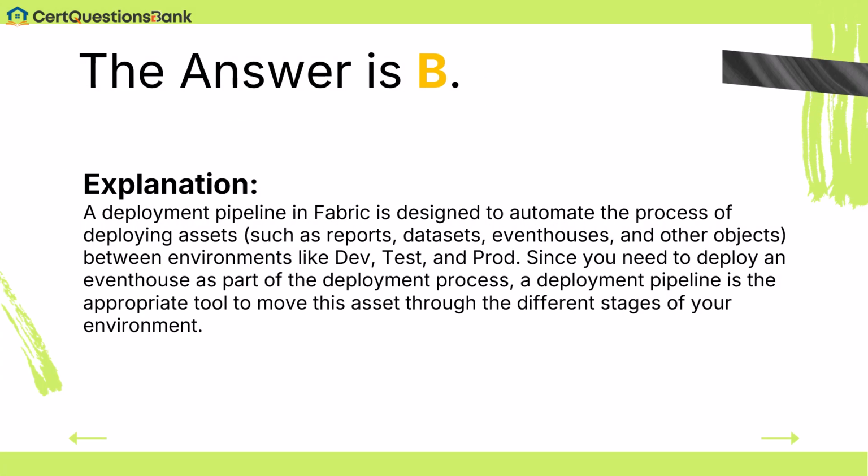The answer is B. A deployment pipeline in Fabric is designed to automate the process of deploying assets, such as reports, datasets, event houses, and other objects, between environments like Dev, Test, and Prod. Since you need to deploy an event house as part of the deployment process, a deployment pipeline is the appropriate tool to move this asset through the different stages of your environment.